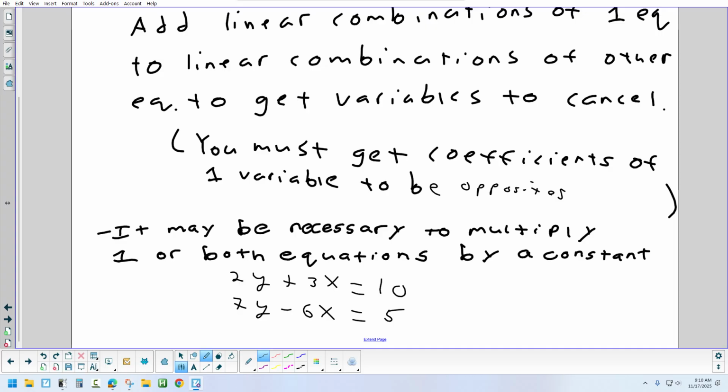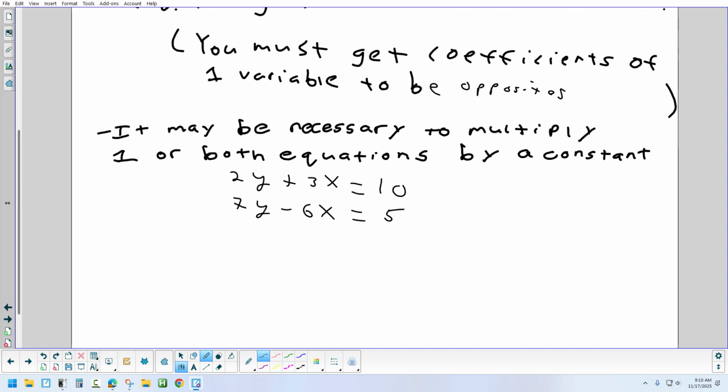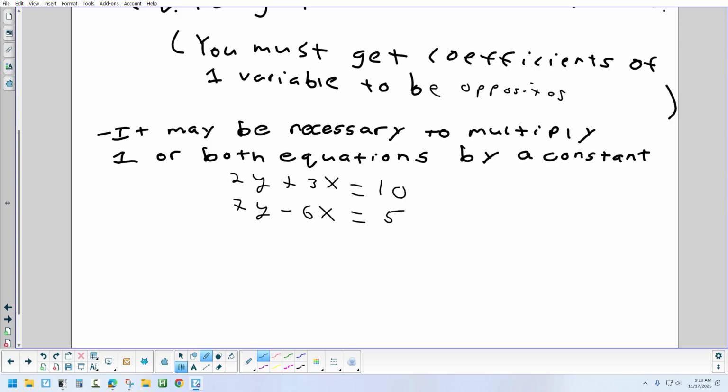This is good for elimination because they're both set up with the y's in a column, the x's in a column, and the constants in a column. But I don't have any number here that I can just add a column together and they cancel. Does anybody see a column that could cancel if you multiply the top equation by something first? Yep. 3x? Yeah, what would you have to multiply the top by?